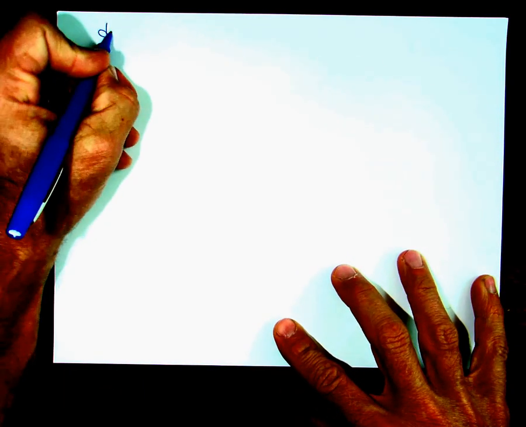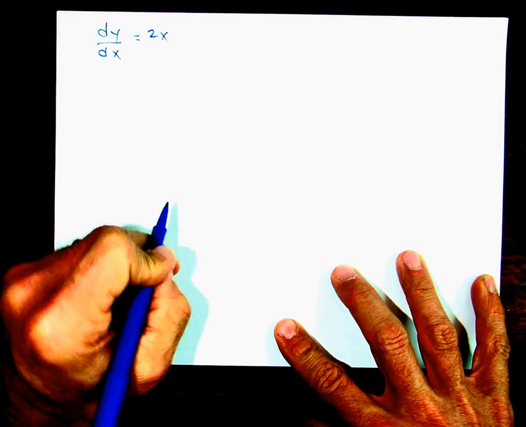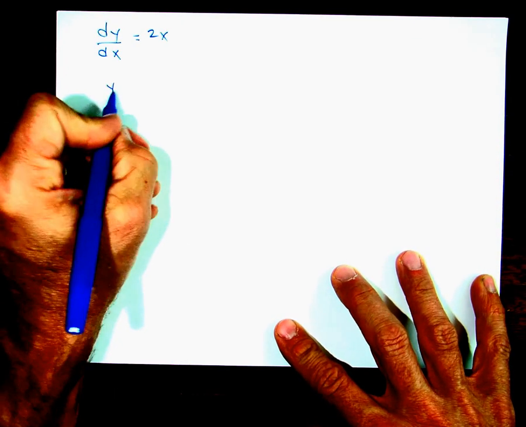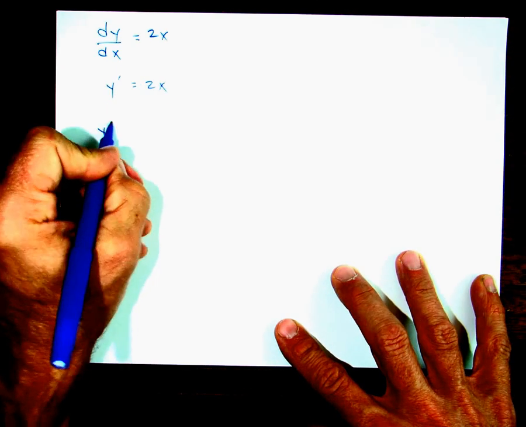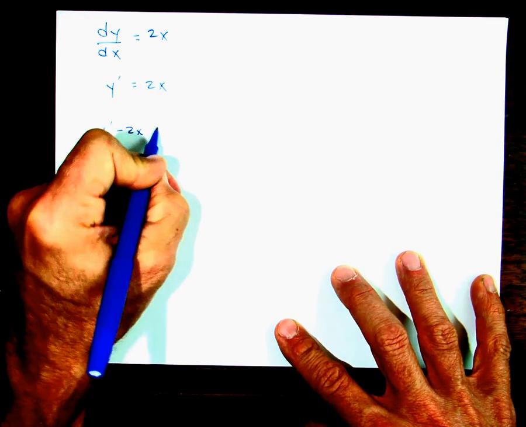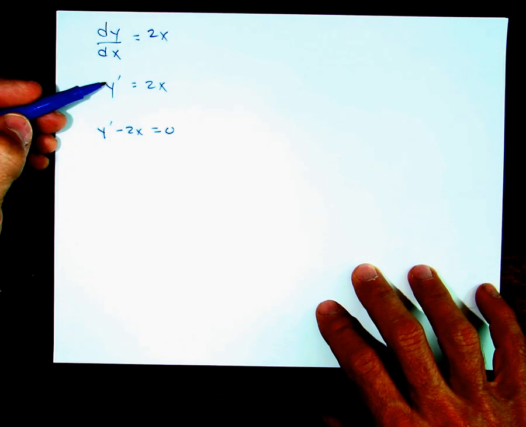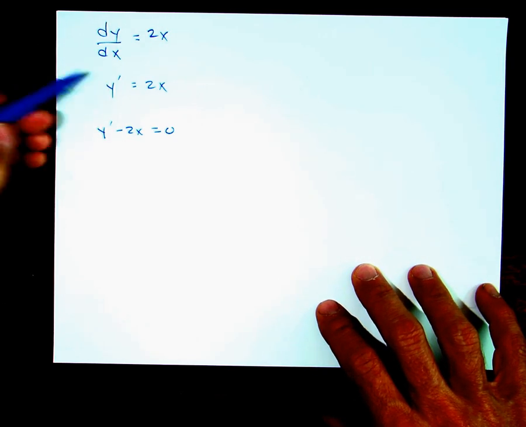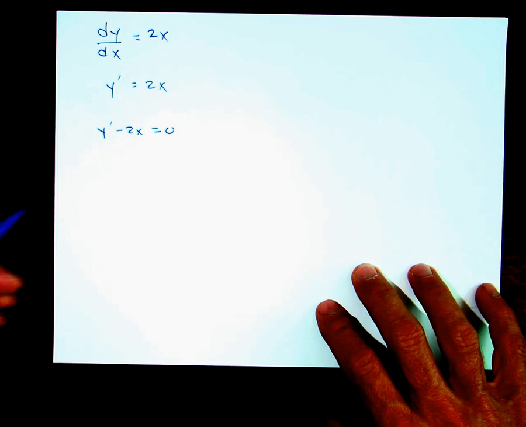Well, let's look at a different differential equation here. Let's look at dy/dx equals 2x, which we might also see written as y prime equals 2x, or even y prime minus 2x equals 0. These are all equivalent. Some of it's just different notation between dy/dx and y prime. From here to here, all we're doing is moving the 2x over, so it looks a little bit different, but it's the same thing.